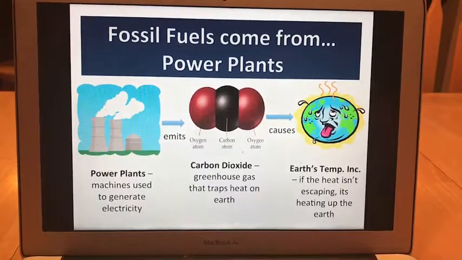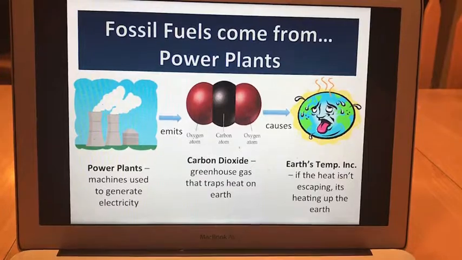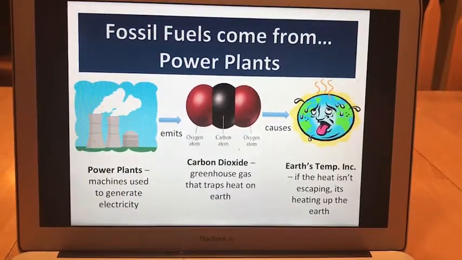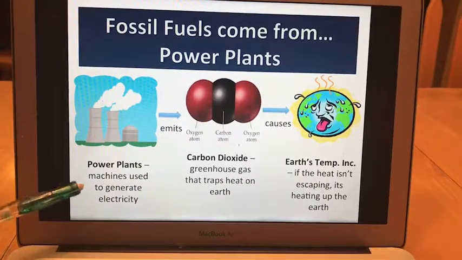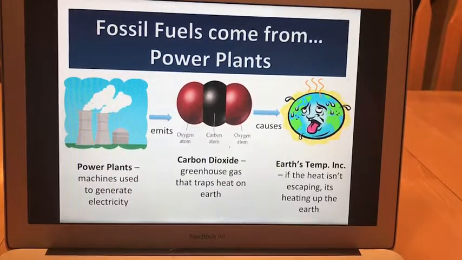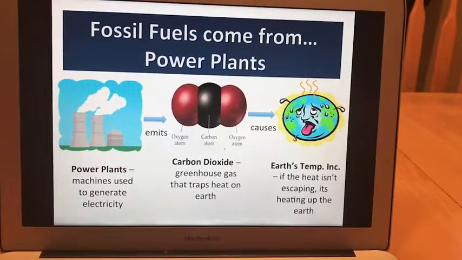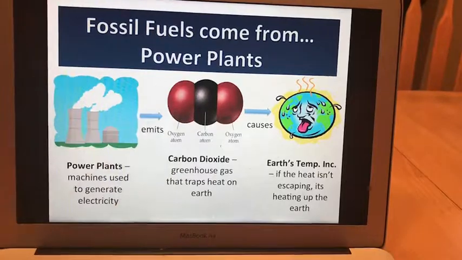So in the previous slide, we talked about fossil fuels and consuming fossil fuels. So what does this mean exactly? Fossil fuels and consuming fossil fuels comes from power plants. Now, power plants, as you can see in this picture, are machines that are used to generate electricity. So these power plants emit, we talked about that word earlier, meaning they add to or they're putting into the atmosphere, they emit carbon dioxide.